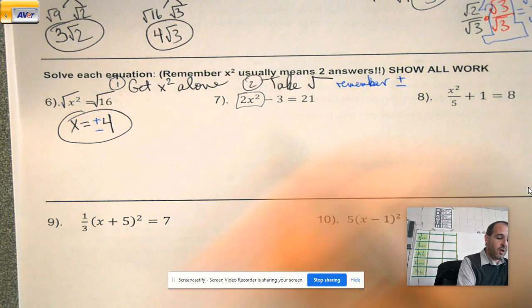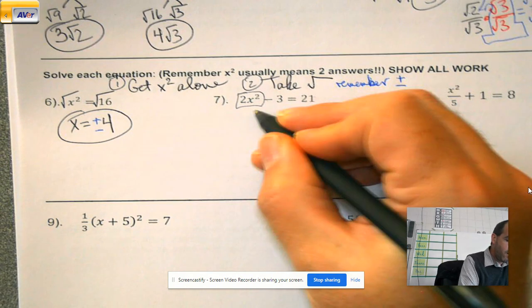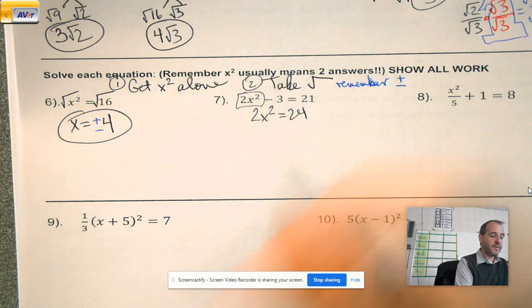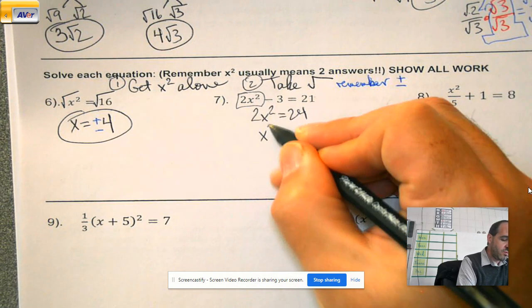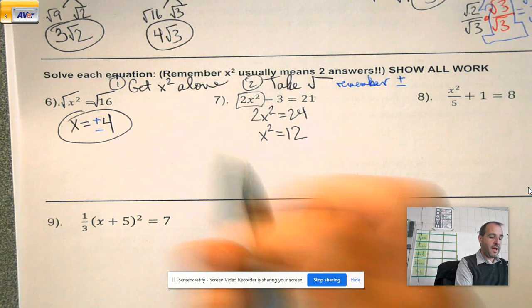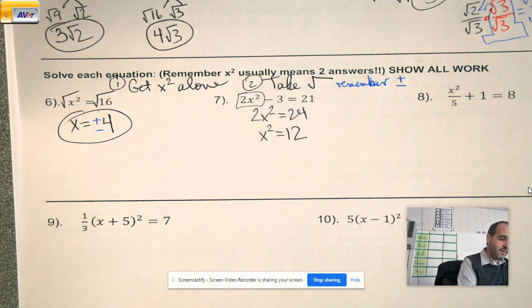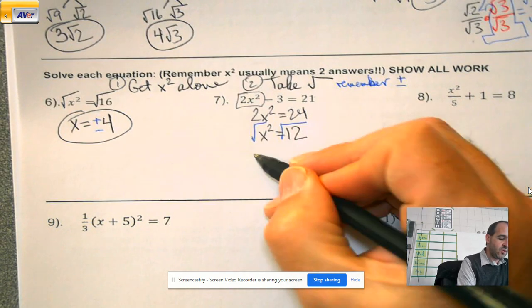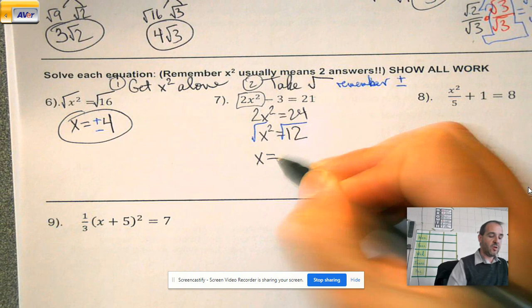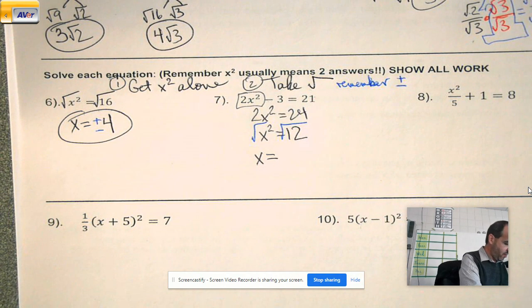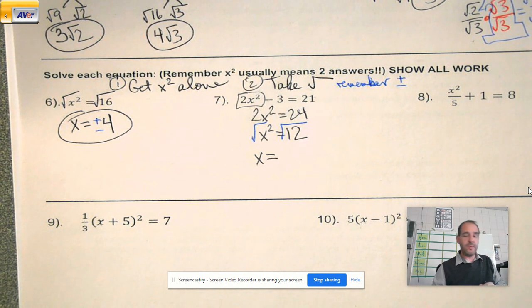Working on getting x squared alone. Add my 3 over. Divide both sides by 2. X squared is alone. Take the square root. So now, 12. 12 is not a perfect square. It does not mean, what is the square root of 12? Let me punch it in here. Do not write plus or minus 3.46.